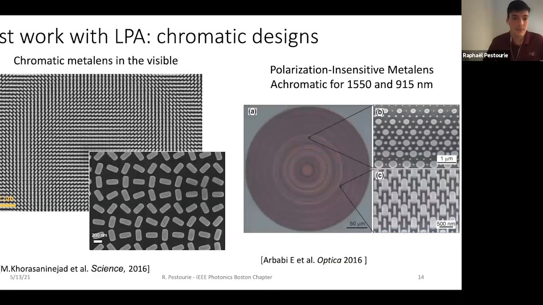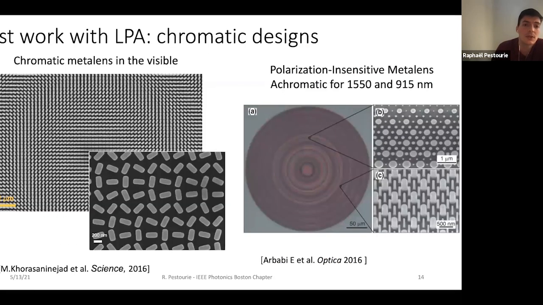And so people have used this trick to design very big lenses. Here we can see on the left a chromatic metalens from Capasso's group, and on the right we can see an achromatic metalens for 2 wavelengths from Faraon's group at Caltech.